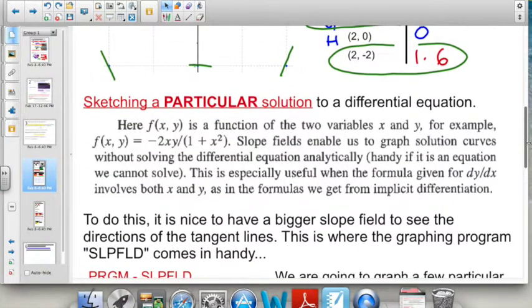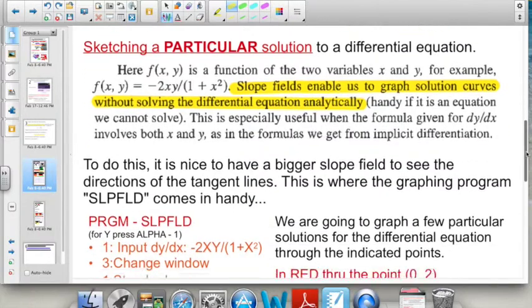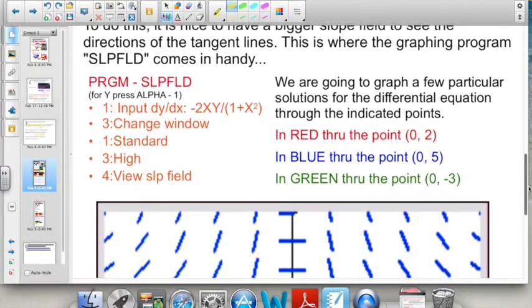So the idea here, our goal, is that we're going to graph a slope field, and it's going to enable us to sketch a solution curve without actually solving the differential equation for a function. So we're actually going to be able to sketch in a function without actually solving this differential equation. Okay, so that's really the key here for the slope fields.